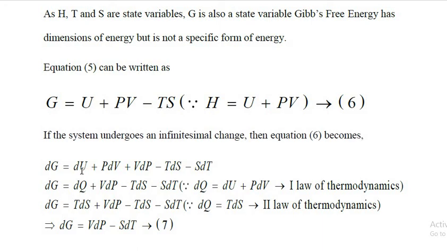Now what is dU plus PdV? From the first law of thermodynamics, it is dQ. So dQ plus VdP minus TdS minus SdT. Now what is dQ from the second law of thermodynamics? It is TdS. So dG is equal to TdS plus VdP minus TdS minus SdT. Here plus TdS minus TdS will become 0. Therefore dG is equal to VdP minus SdT.